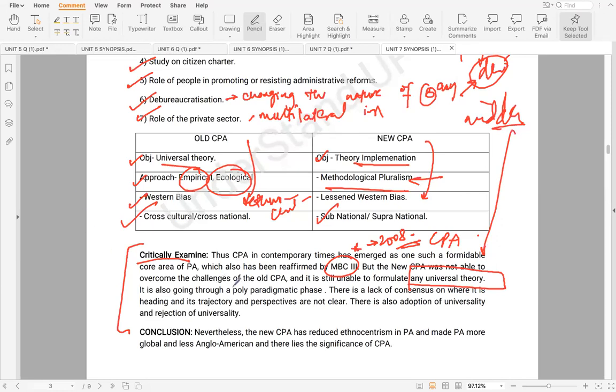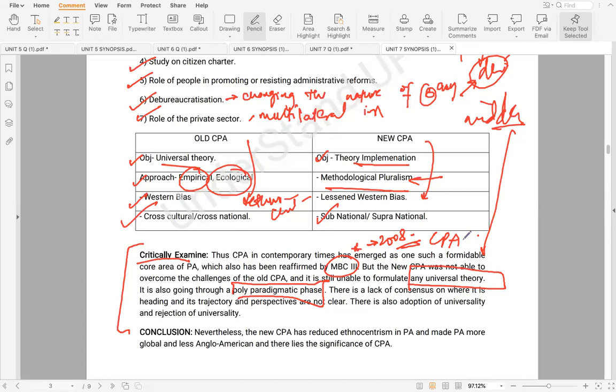We also know that it is going through a polyparadigmatic phase. So you know that CPA went through a pre-paradigmatic phase, and then you have a polyparadigmatic phase. Polyparadigmatic phase basically means that there are many paradigms that are now running simultaneously as far as the CPA studies are concerned as on today. So there's a tough distinction to decide as to which paradigm belongs to which part of the CPA studies.